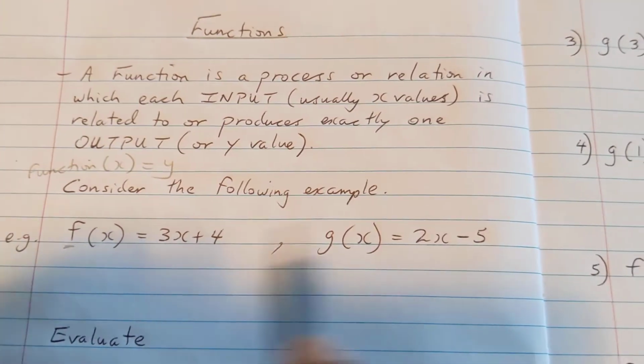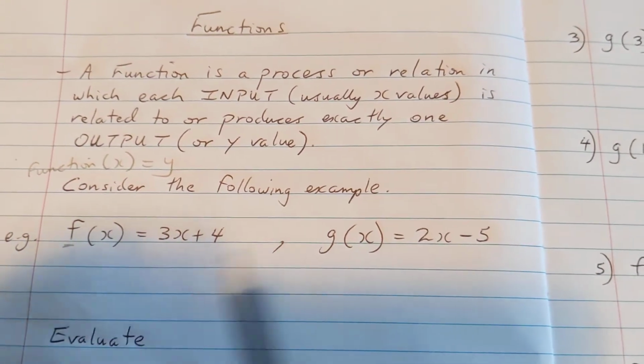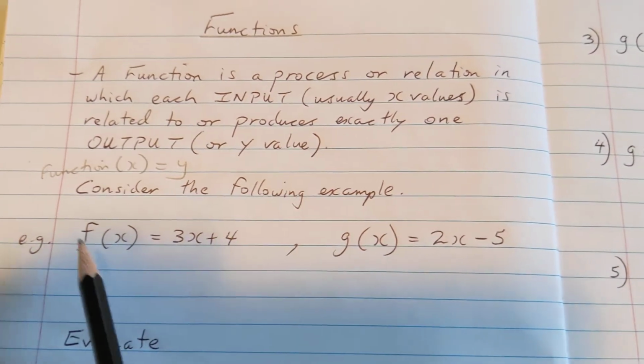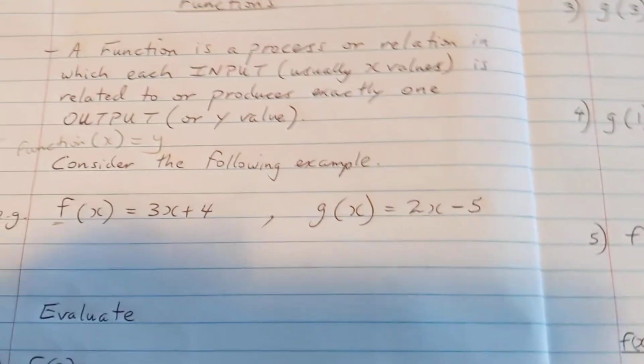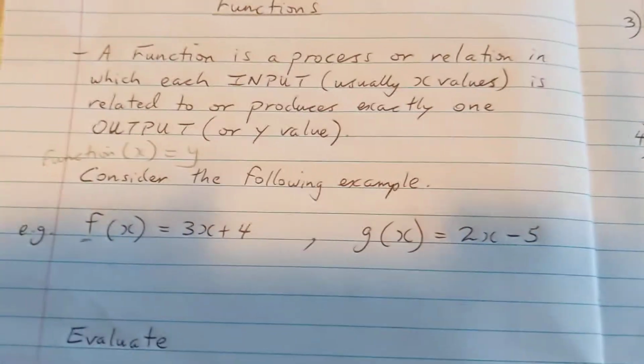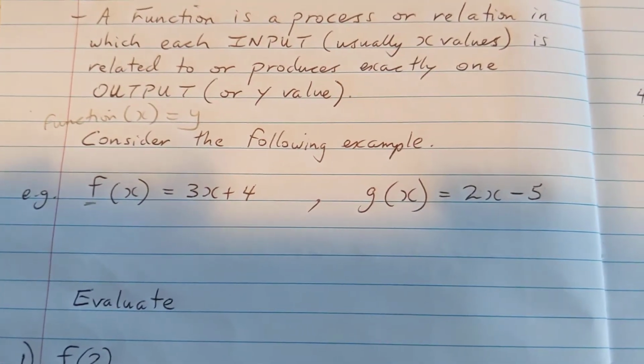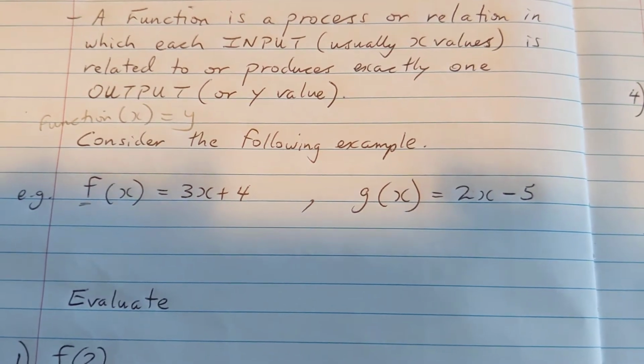So f is for function, and then they use different letters of the alphabet. So we have two different functions here. We can call both f. So the first one, we start with f, and then g, and then so on. So f at x is equal to 3x plus 4, g at x is equal to 2x minus 5.